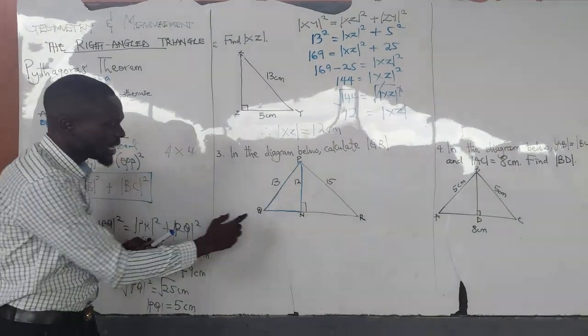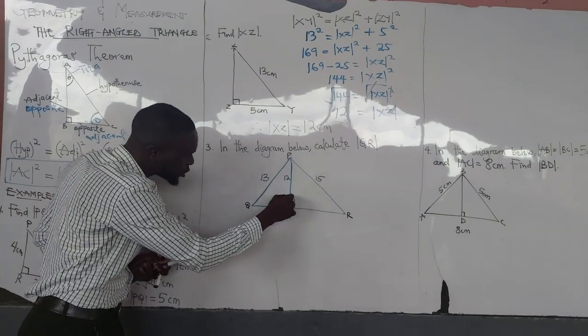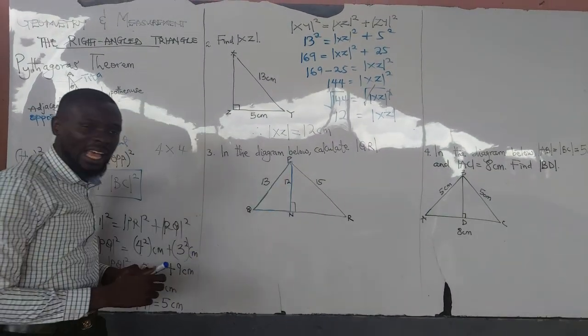So now, let's first solve for this side. Taking this as a triangle, what is the hypotenuse?